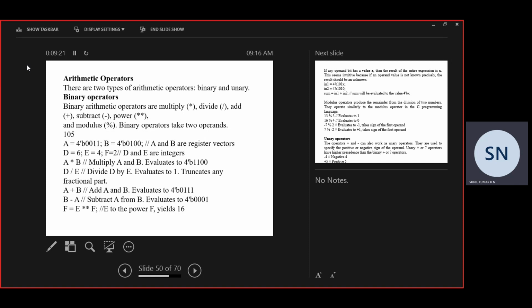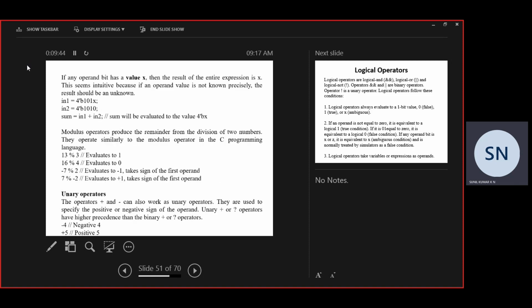So addition, subtraction, as well as this is exponent. So E double asterisk F means, E is 4, F is 2, so 4 square, it is going to evaluate into 16. So that is the result. Like this you have to give an example for each of the operators. First you should give the input values for A and B, and you have to evaluate the expression so that you will be getting the result.